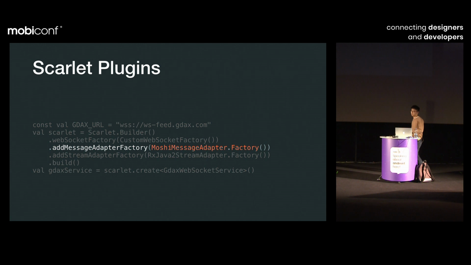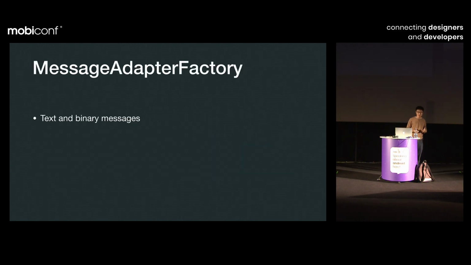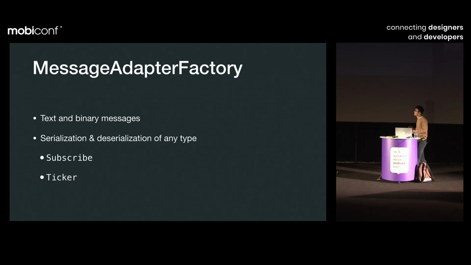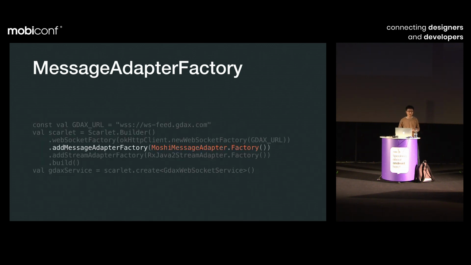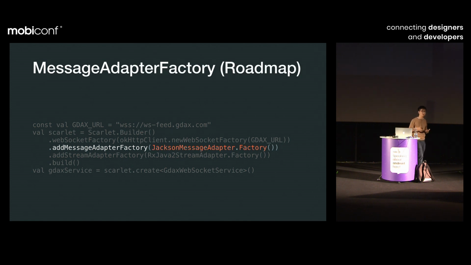Next, let's talk about MessageAdapter. WebSocket supports text and binary messages. Scarlet uses message adapters to parse those messages, including the ones we saw in the previous example, subscribe and ticker. We support Moshi, Gson, and protobuf. And if you are interested, we might add Jackson and XML in the future.